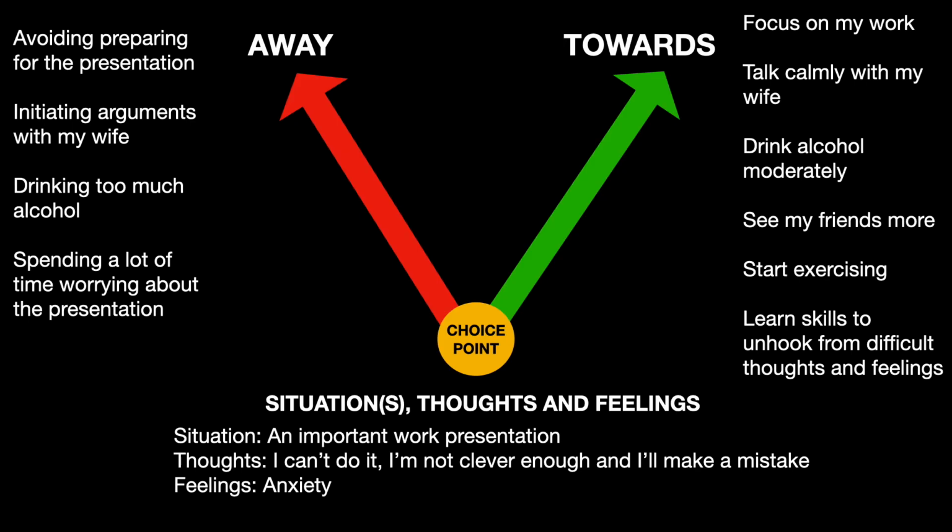Being able to see his situation visually mapped out enabled Malcolm to recognise that it's not his thoughts and emotions that have created his problems. His problems have been created by fusing with his thoughts and emotions, which then hook him into away moves. Therefore, the antidote is to learn to unhook from thoughts and emotions and engage in towards moves.